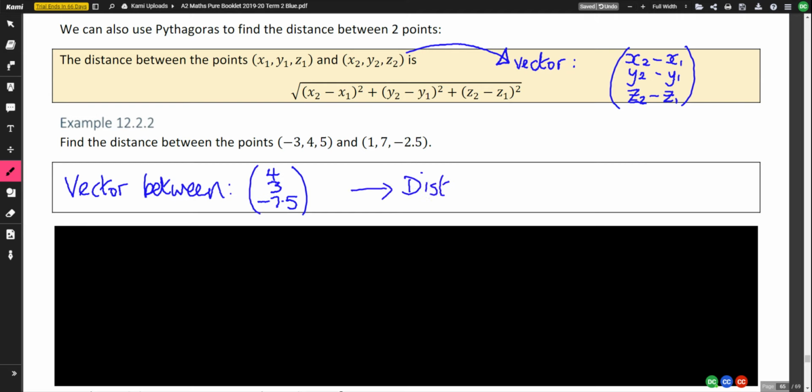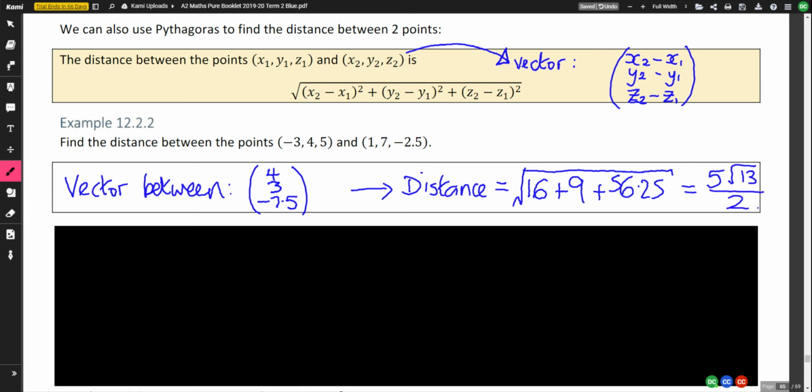So the distance between those 2 points will be the length of that vector, the square root of 4 squared plus 3 squared plus the square of negative 7.5, which is 56.25. And when you add those together and put it inside a square root, you get 5 root 13 all over 2.